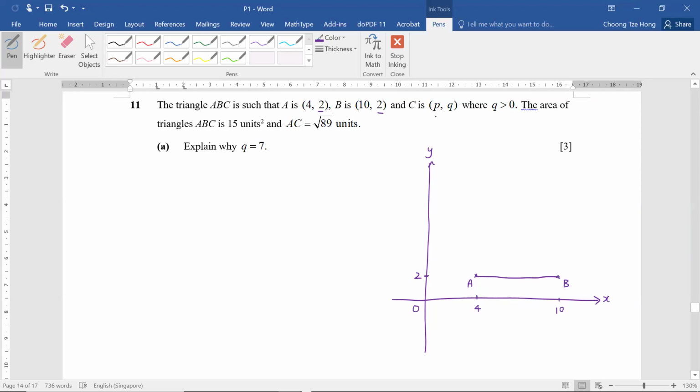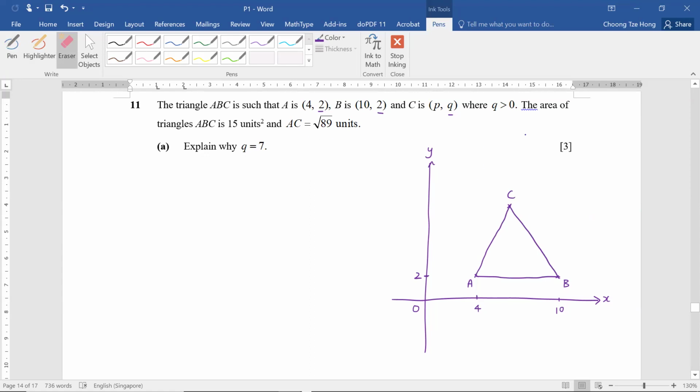Now point C, where is it? We don't know both coordinates of C, but we can just roughly put it at a certain location. Since they say that ABC is a triangle and q is greater than 0, that means the y coordinate of C is a positive value. That means it has to be in this region of the coordinate axes. Let's mark out P anywhere, just somewhere here. Whether you mark it in the correct place or not doesn't matter. So triangle ABC is going to look something like this. Now we have our triangle already.